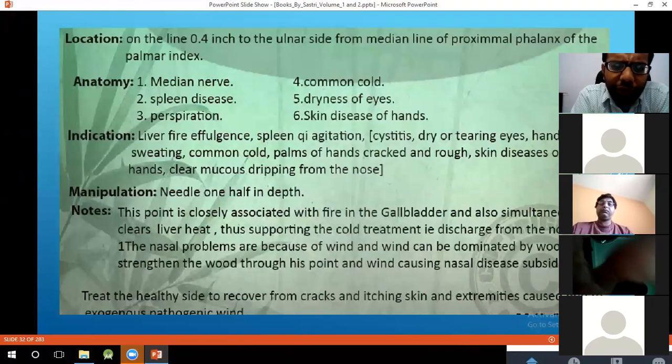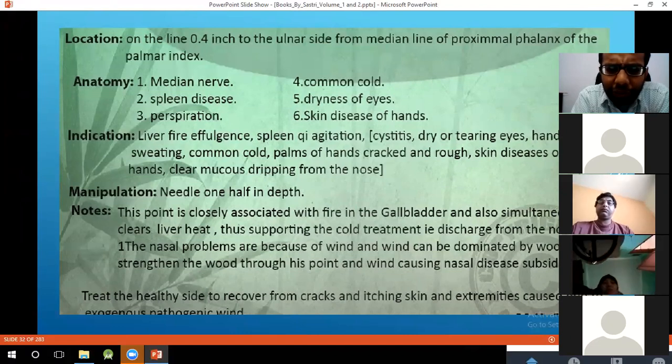So even in splenomegaly, you will see patients with common cold, dryness of skin and skin disease of hands. So liver fire, agitation, and all these things really improve.